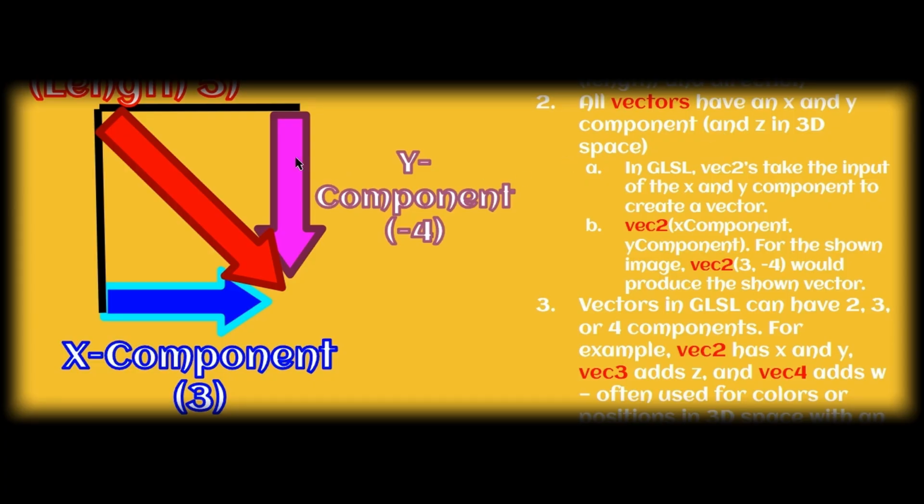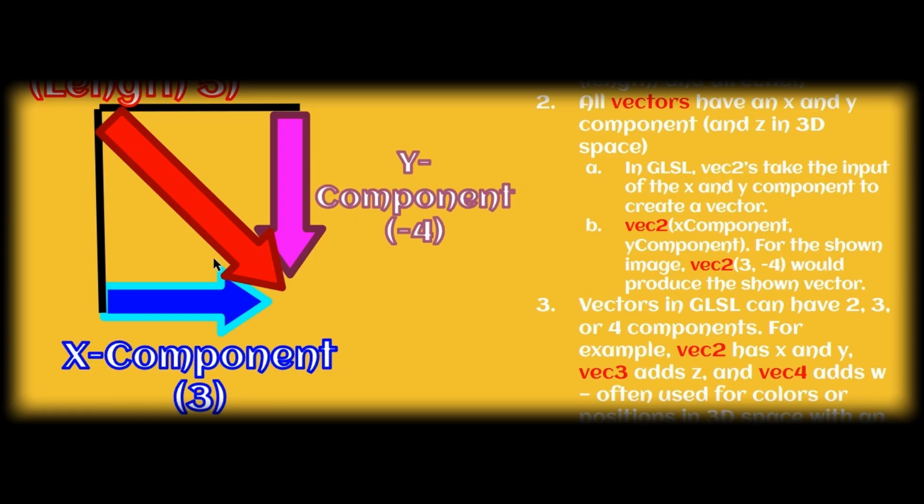So for this example, this red vector that has a length of 5 has a y component of -4 and an x component of 3. In GLSL, vec2s take the input of the x and y component to create a vector. So to create this vector, you would put in the x and y components. And this is shown here. For the shown image, vec2(3, -4) would produce this shown vector.